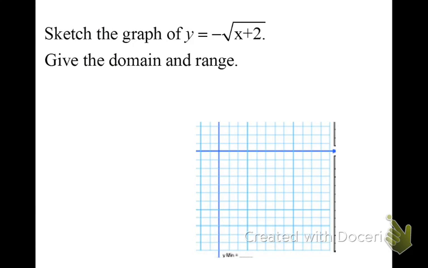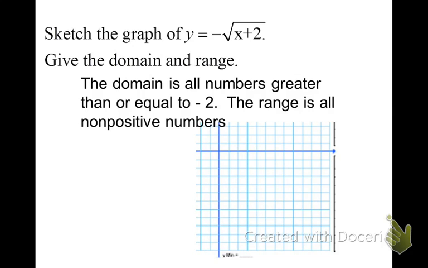In this problem, we're asked to sketch the graph of a radical function and identify the domain and range. And this time you'll see that we have an x plus 2 under the radical. That's going to change our domain a little bit. And the reason that's going to change our domain is that now x plus 2 has to be greater than or equal to 0.